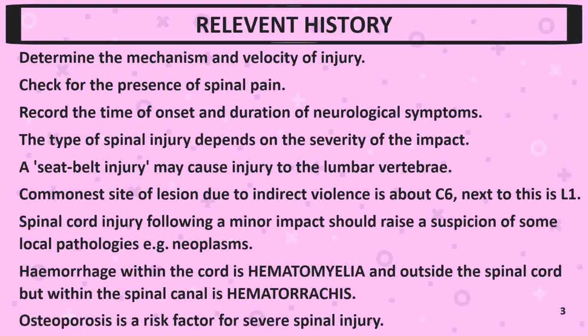The spinal cord injury following non-severe or minor impact should raise a suspicion of local pathologies such as degeneration, inflammatory or autoimmune disease, neoplasms, vascular events, or infection. Late onset or gradually evolving paralysis may be due to traumatic intraspinal hemorrhage. Such hemorrhage may occur within the cord itself, known as hematomyelia, or outside the spinal cord but within the spinal canal, then it is known as hematorrhachis.